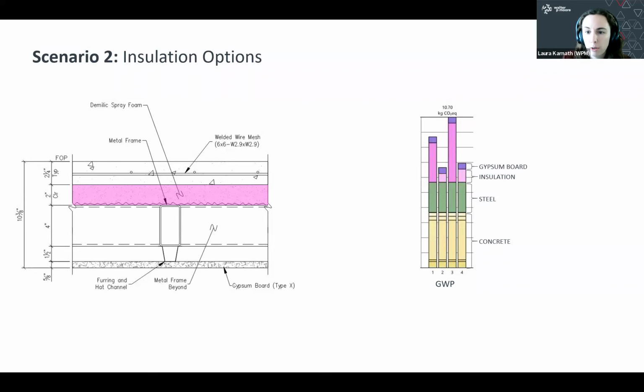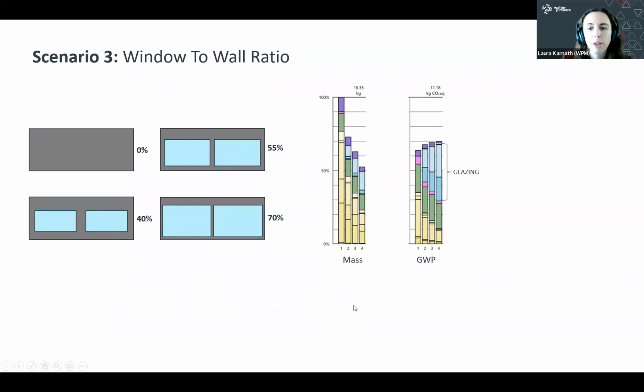So that is a good place to target for looking at GWP. And then the third scenario we looked at is not necessarily an optimization you would do, but rather a way to understand how changing the configuration of the facade system affects the GWP. So we looked at just a plain solid precast panel, as well as a couple of different window to wall ratios. Obviously, those are going to have an effect on the design, on the operational energy usage.